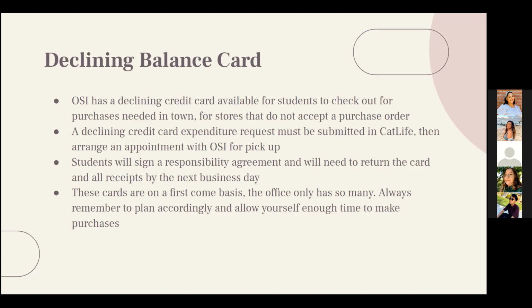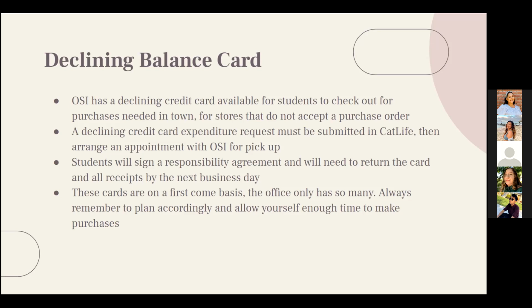Declining balance cards. So we have a few declining cards available for students to check out for purchases needed in town. And these are for stores that don't accept a purchase order. Maybe you're wanting to go to Dollar Tree, a local grocery store, Target, Walmart, Michael's, something like that. A declining credit card expenditure request must be submitted in CatLife, then arrange an appointment with OSI for pickup.